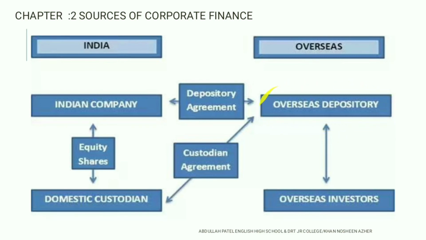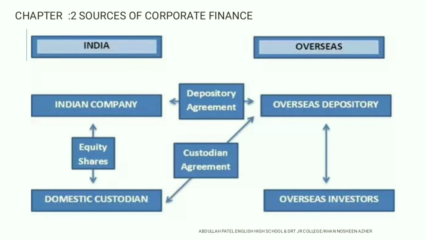That means overseas depository banks are those banks which are situated in the foreign investors' home countries. So again there will be a contract between the domestic custodian and the overseas depository. The domestic custodian will provide the information related to all the equity shares, so the overseas depository can sell the equity shares to the overseas investor after issuing the ADR and the GDR.